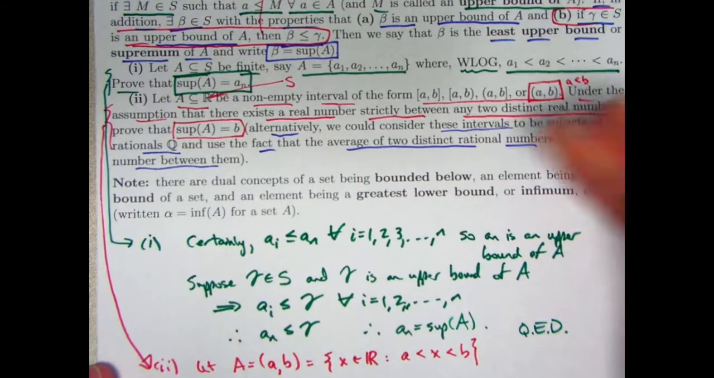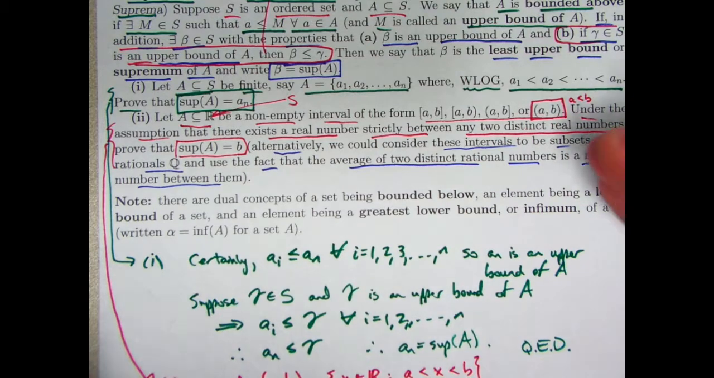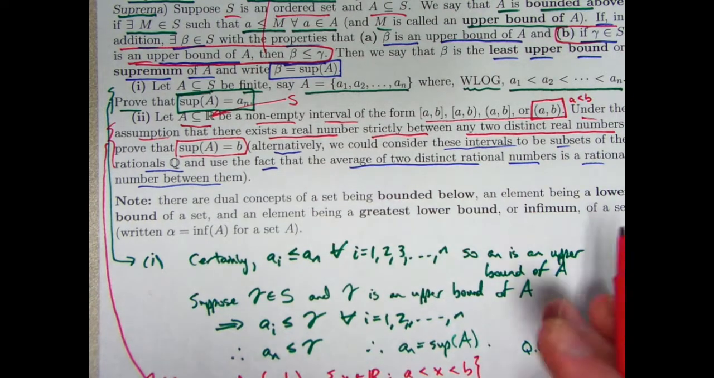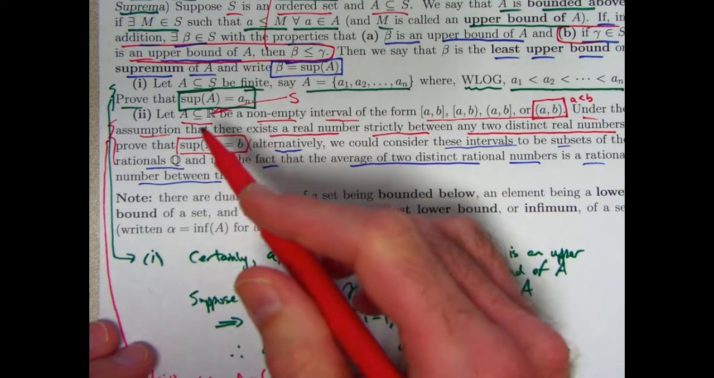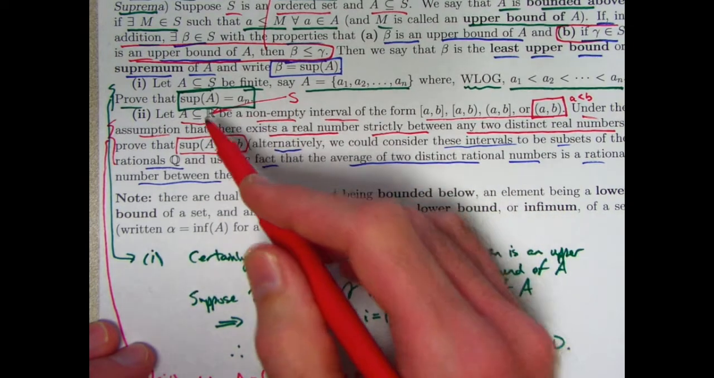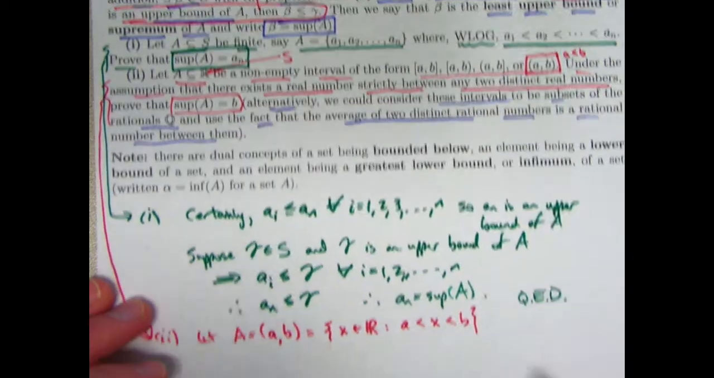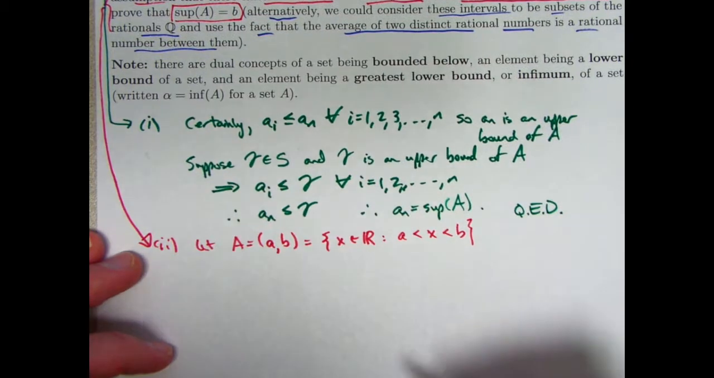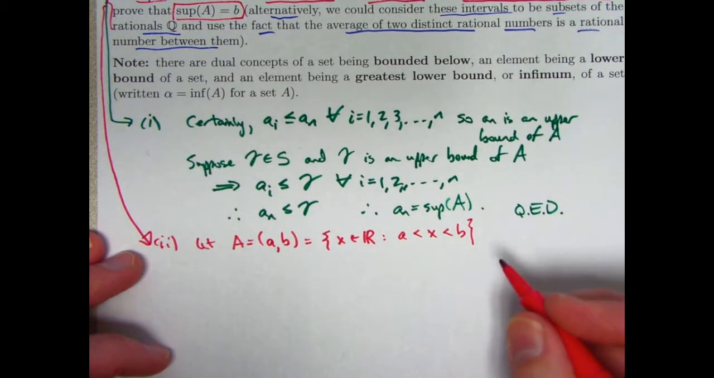Intervals do exist for ordered sets besides these, but in order to use this assumption, I am going to assume that S is the real number system R and A is a subset of R, an interval in R, non-empty.